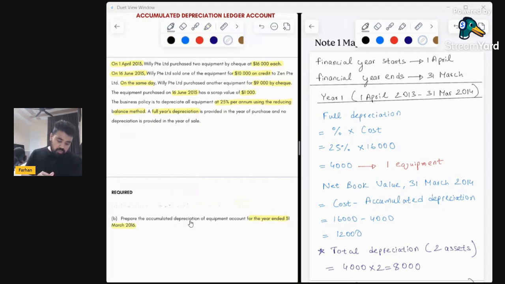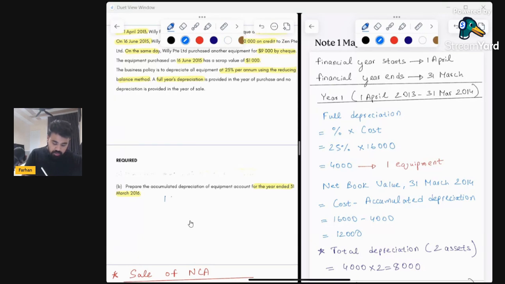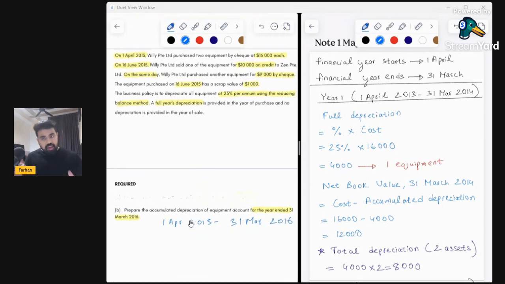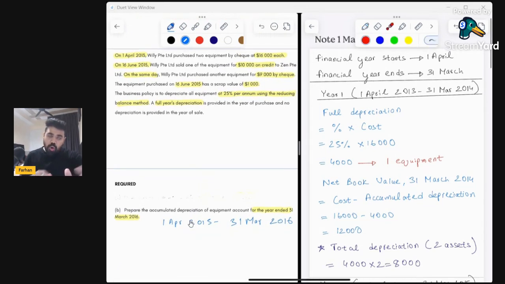So I'll just make a note of that here. Whatever happened in between 1 April 2015 and 31 March 2016 with regards to our accumulated depreciation calculations is what we are mainly focused on. Now, if I can also have your attention on the right hand side where we have all the workings, let's see how we can handle this question. So we understand that we are working with a business where the financial year typically starts on 1 April and ends on 31 March of the following year.